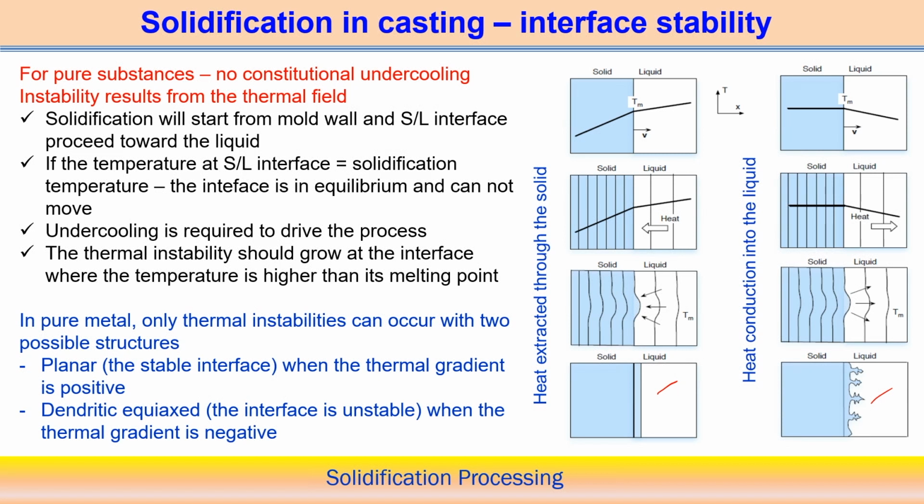Now we look into this particular point here. For pure substances there is no constitutional supercooling, or there is no changing of the concentration in the solid and liquid phase in the mixture. That kind of phenomenon is not associated with the case of a pure metal. So here no constitutional undercooling is available, and therefore whatever instability conditions arise during the solidification of pure substances become only of the thermal field. So only temperature actually governs or decides the instability condition associated with the pure metal.